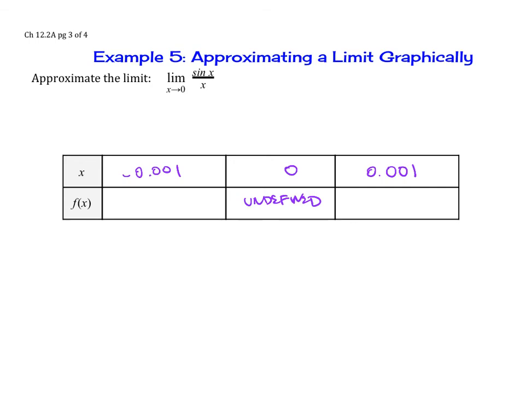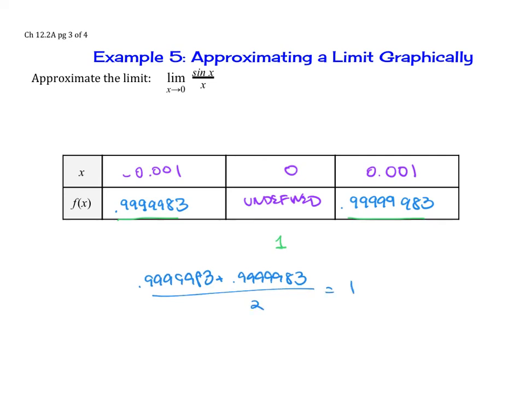If you plug it into Desmos, you would get 0.9999983, something like that. And the same thing on the other side, 0.9999983. Then you would add those two together and divide by 2, but I hope you see that they're the same exact number. So therefore you know that it approaches 1. Of course, you could also do the algebra involved in order to figure that out, and you would get 1.